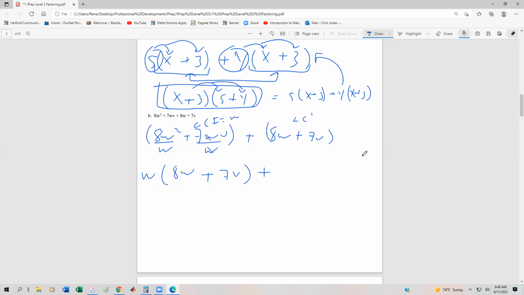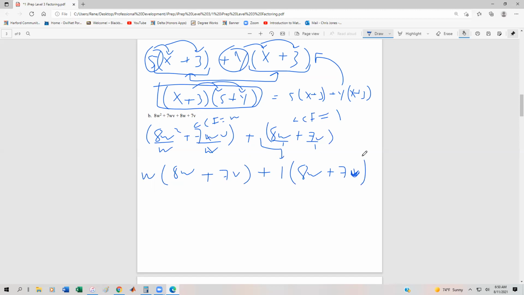And in the second set of parentheses, so this had a GCF of w. Over here, the GCF is going to be equal to 1. There is no number that evenly divides 8 and 7 other than 1, and there is no shared variable. So what I'm going to do is stick a 1 on the outside of this second parenthesis, and clearly if you divide everything by 1, that just is an identity, and you're left with 8w plus 7v.